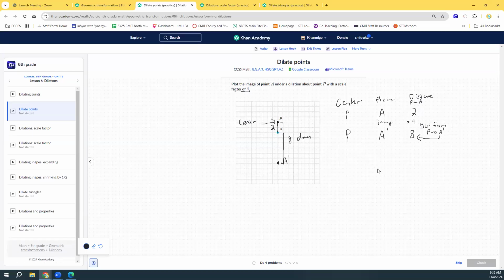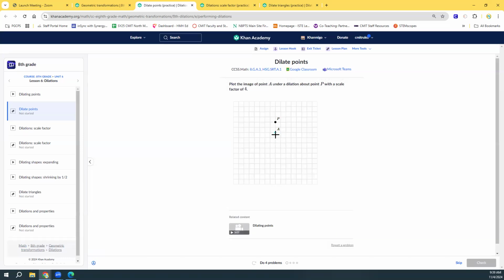So we went 2 down, and now we've got 8 down, and we multiplied it by 4. So I'm going to put that on here. We want to go 1, 2, 3, 4, 5, 6, 7, 8. Check. All right, so this is a good one here. Now we want to know where's the center. The center is P, right?